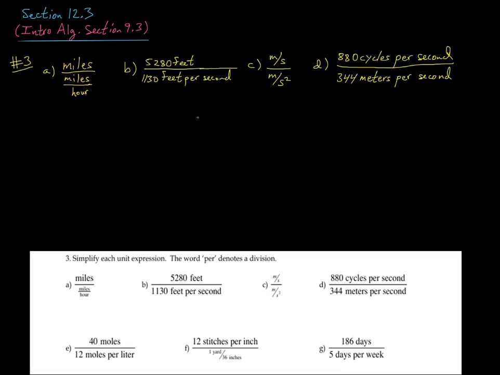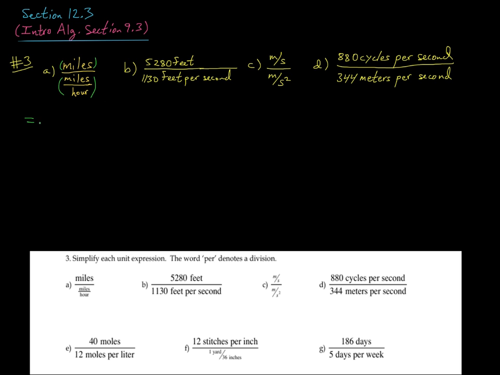All right, in this last video in section 12.3, we're going to look at question number 3, which deals with some units. Our job is to simplify each unit expression, and it says that the word per denotes a division. Okay, so if I look at part A, I'm looking at miles divided by miles per hour.